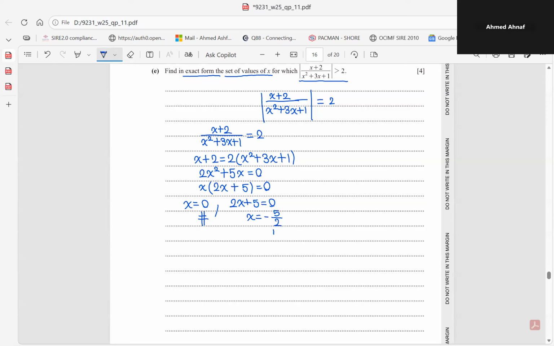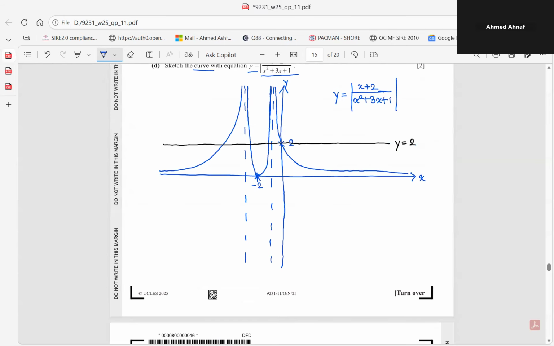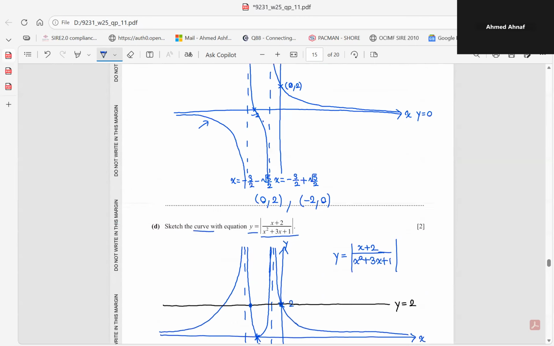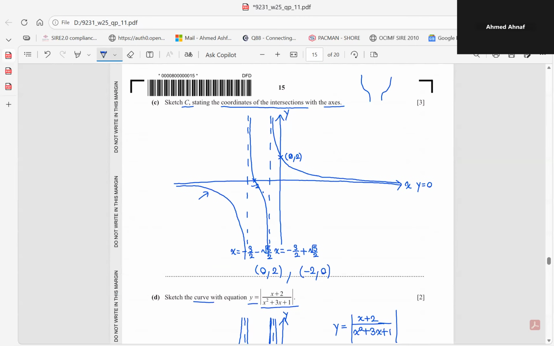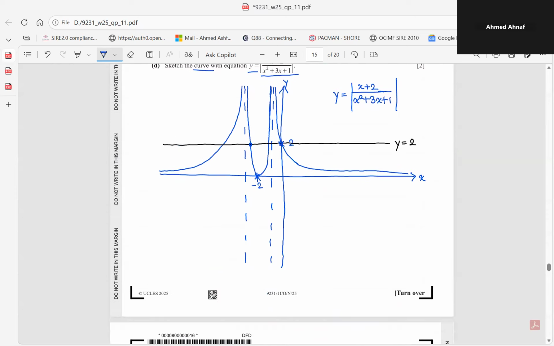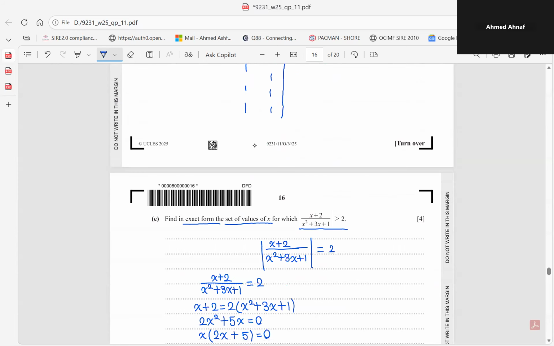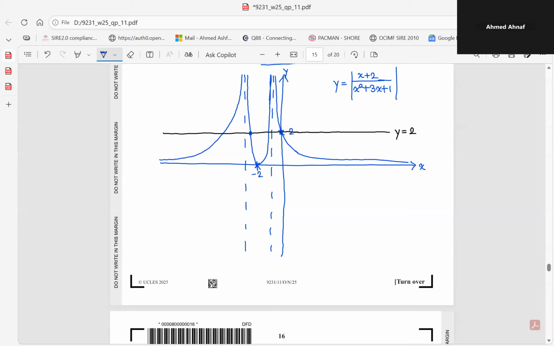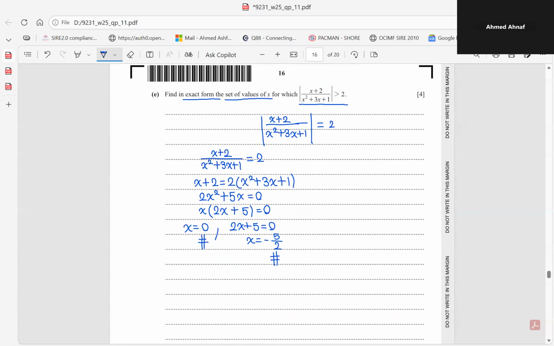So these are our two critical points without the modulus sign. On our graph, these would be this point and this point, because these two branches of the curve were also available in the original sketch without the modulus sign. So it's like this and this, okay? I believe it's best to label it. So this is minus 5 over 2, and this is 2. Now we're going to find the other point.